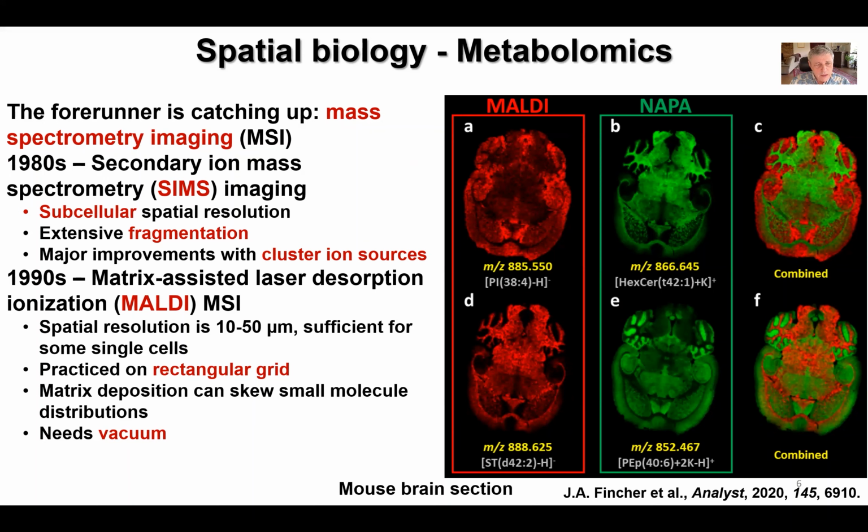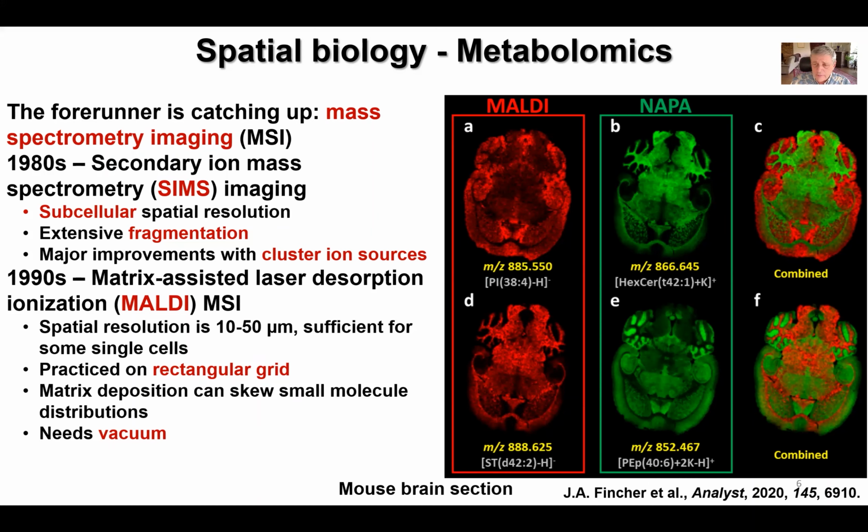More recently, there have been improvements with cluster ion sources, but that's not where we are going with this. In the 90s, MALDI, matrix-assisted laser desorption ionization, became available, and this was very useful in terms of not fragmenting those molecules, those metabolites. The spatial resolution is somewhat lower, only 10 to 15 micrometers typically.